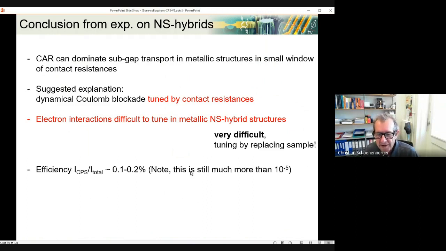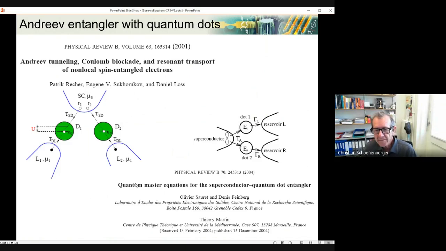But I would like to emphasize already at this point that for us, this was already a surprising result. So theory predicted 10 to minus 5, and we already found 10 to minus 3, which is 2 orders of magnitude more. So that was already very promising. And then came the question, can we do better? And yes, we can do better.